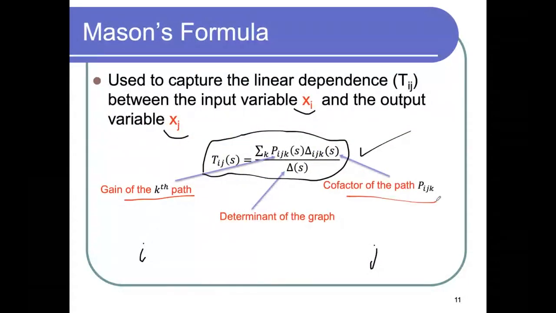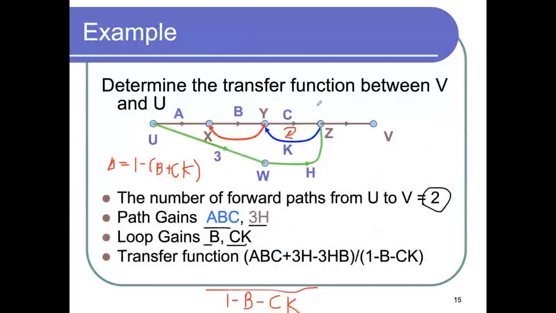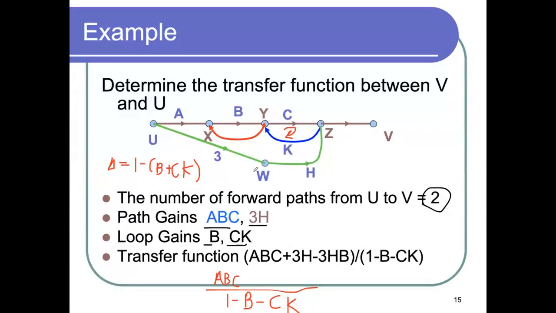Now let's go through the computations of the determinant. If I go back to the formula, it is 1 minus the sum of all different loop gains, and then we will go to the next items in a bit. We will discuss them. So this is the determinant. It is 1 minus the sum of all the loops we have here. The first loop gain is B. The second loop gain is CK, right? This is the other loop.